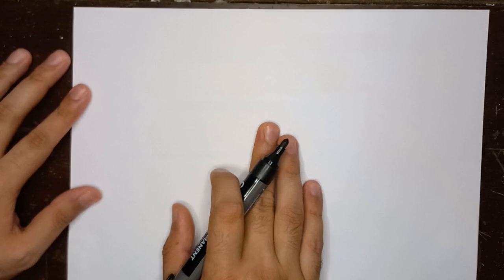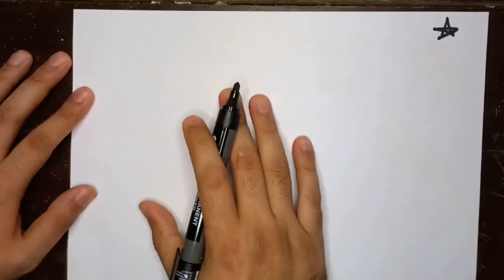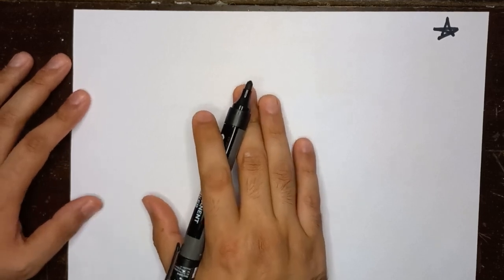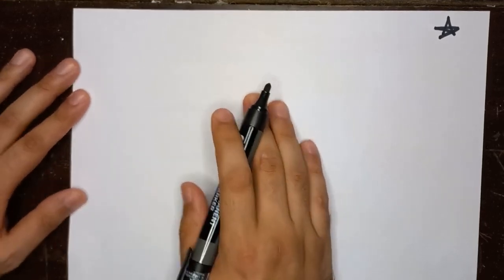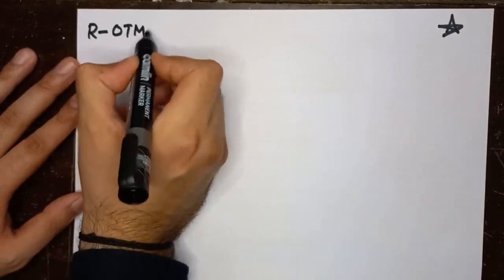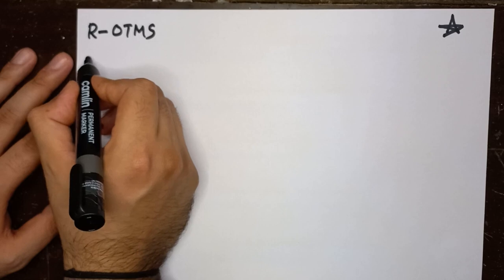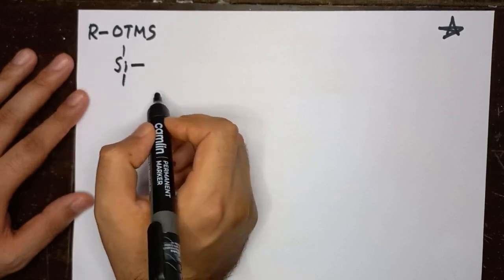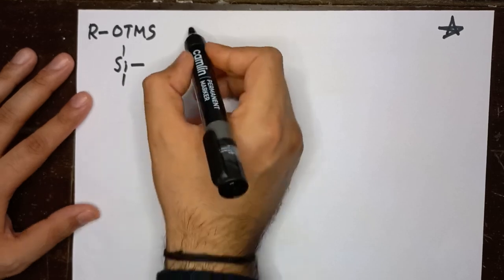Okay, so this page is going to be very interesting, because we are going to learn so many new things here. So we know we have ROTMS, that is nothing but three methyl groups attached to silicon.